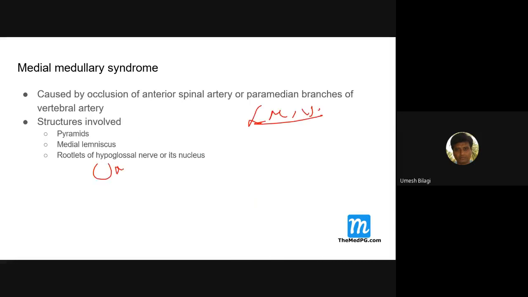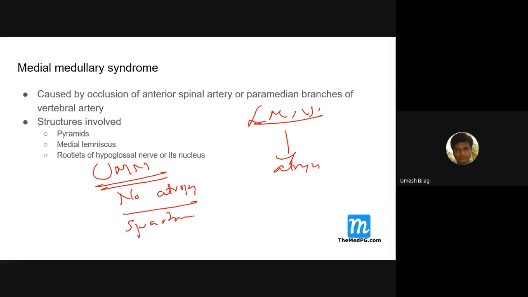So in UMN palsy, what do you get? There is no atrophy, whereas in lower motor neuron there is atrophy. There is spasticity here. It is flaccidity here. Other signs like Babinski sign will all come here if the rest of the corticospinal tracts are involved. That's UMN and lower motor neuron type. Are you getting me? Hello? Yes, sir.